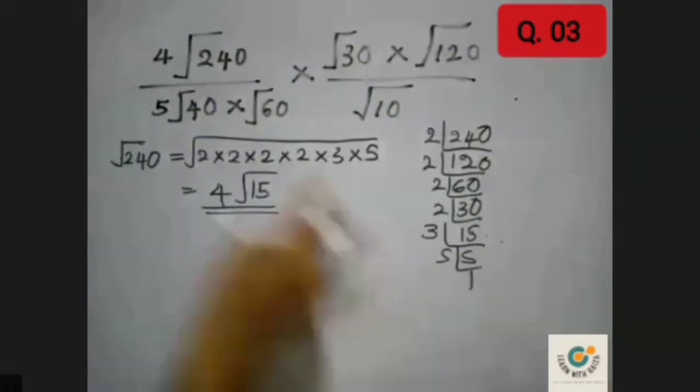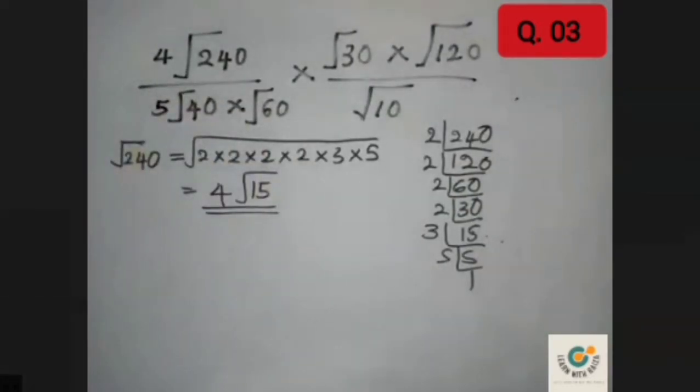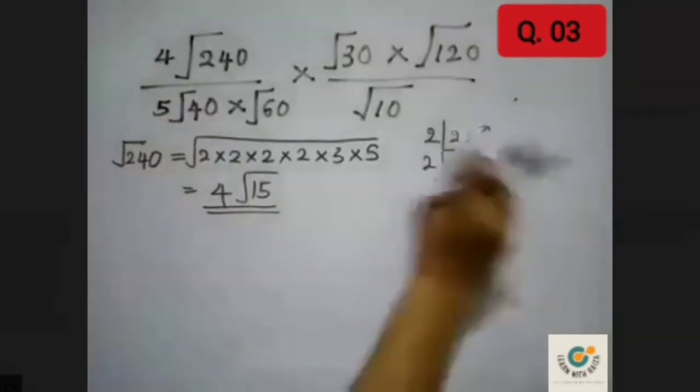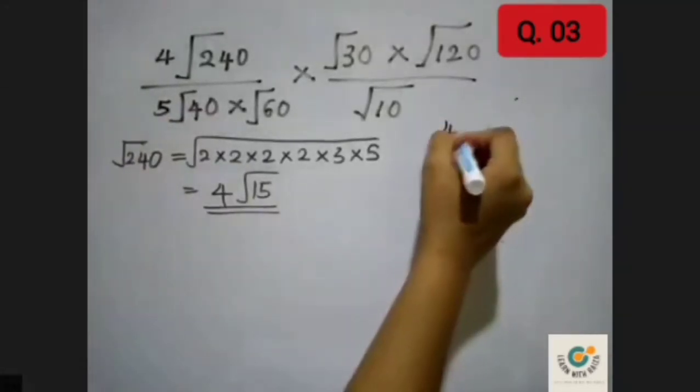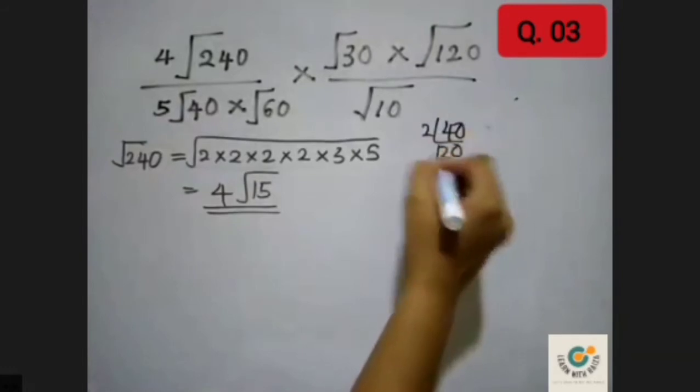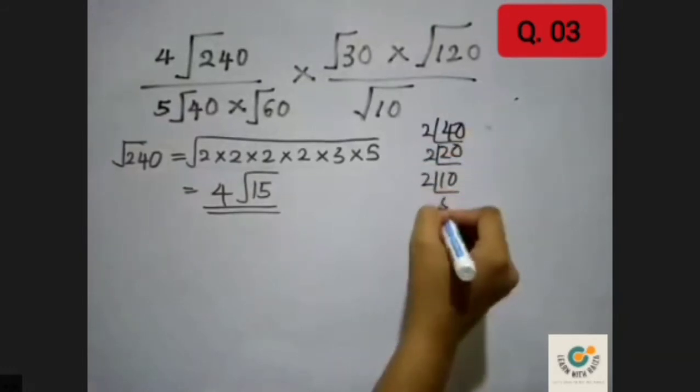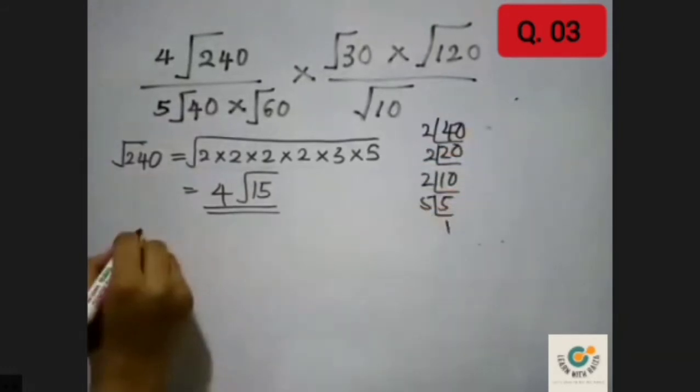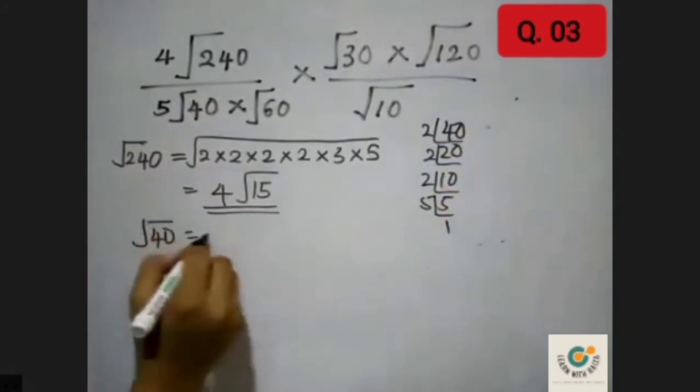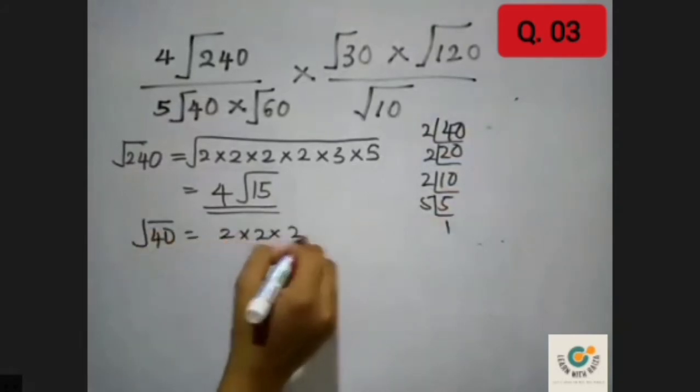Now, like that, I have to do for everything. Can you understand? So, I have to take the next one, 5 root 40. So, for that, I have to divide 40. Now, let's see. I'm going to divide 40 by 2, 20, 20 divide by 2, 10, 10 divide by 2, 5, 5 divide by 5, 1. So I'm going to write root 40 is equal to 2 into 2 into 2 into 5.